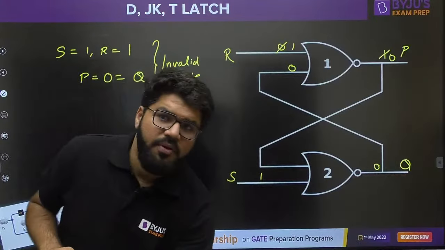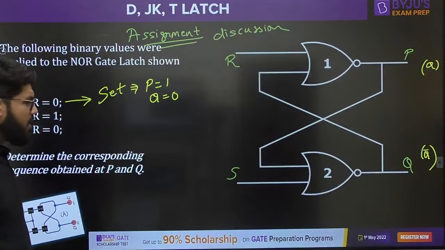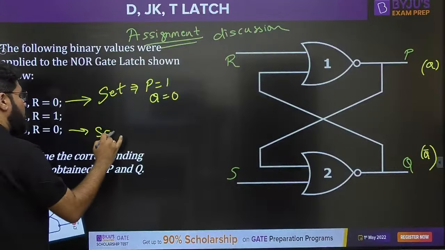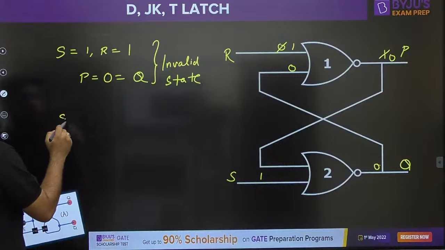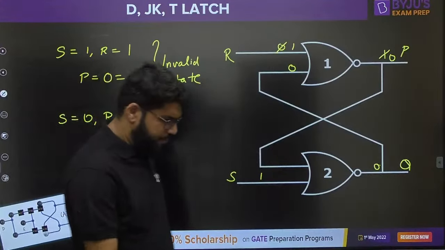Now the real problem, everybody: I am trying to apply S equal to 0, R equal to 0, which represents the same-state combination. Now I want to apply S equal to 0, R equal to 0. What will happen?